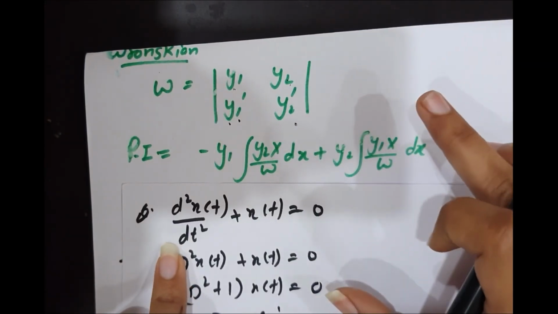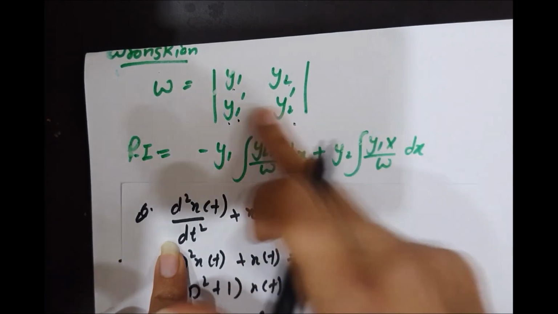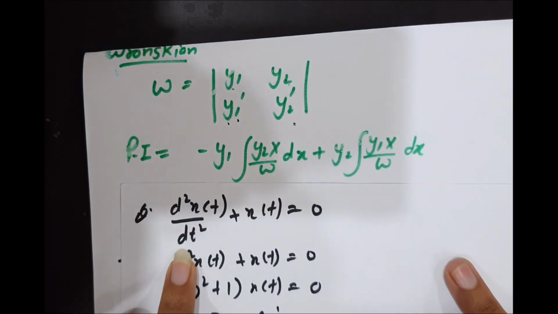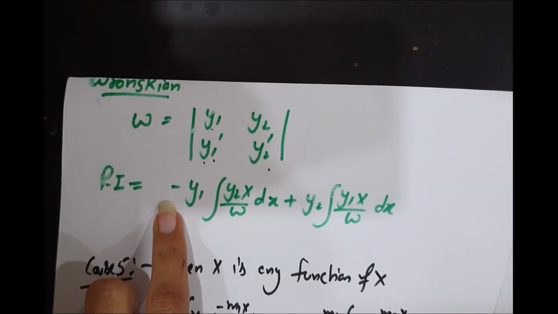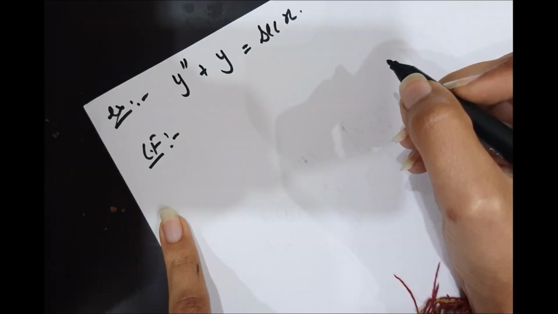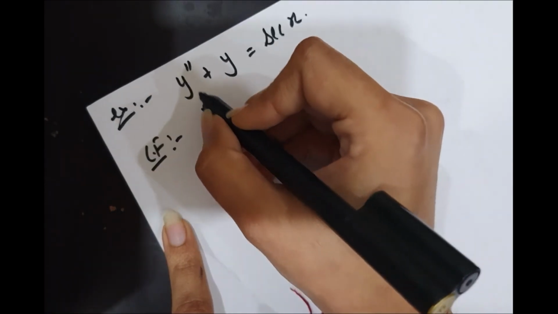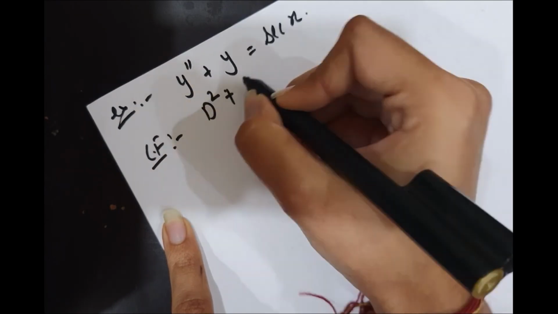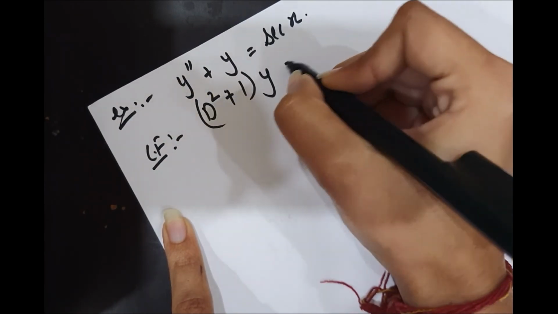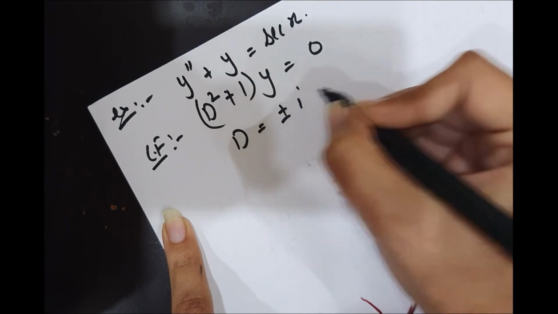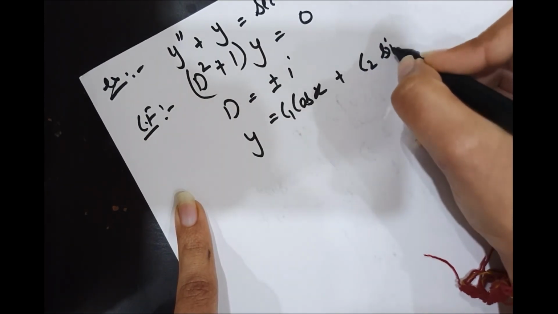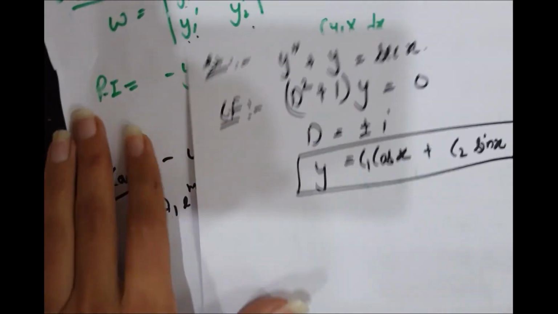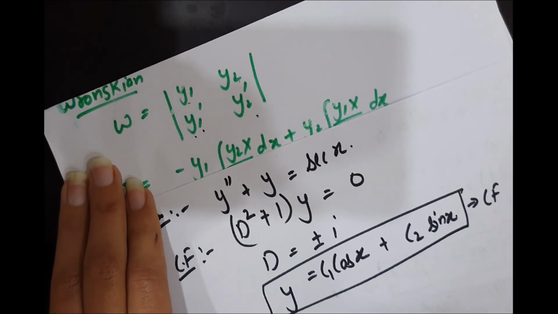Now with the help of this Wronskian method you can find the particular integral of any differential equation. Now this is a method to find the particular integral using the Wronskian. Firstly, find its complementary function. This is a double differentiation, so D square plus 1 y is equal to secant x. So its complementary function would be... Let's see its Wronskian. Its Wronskian is y1, y2.